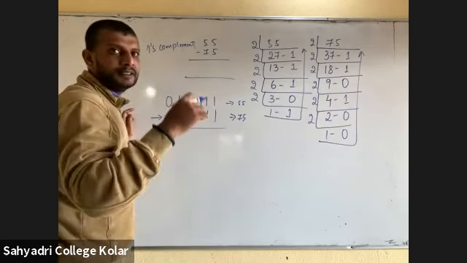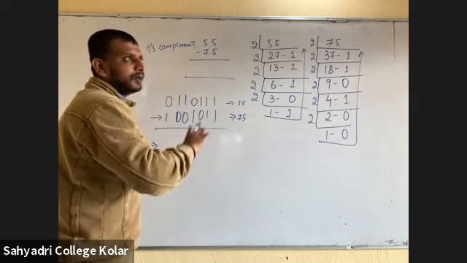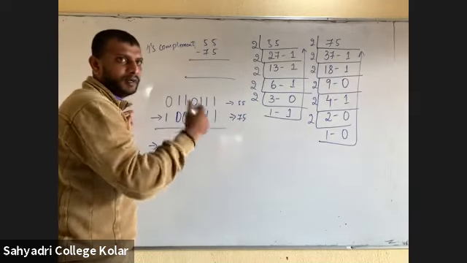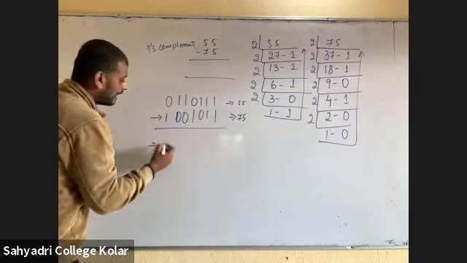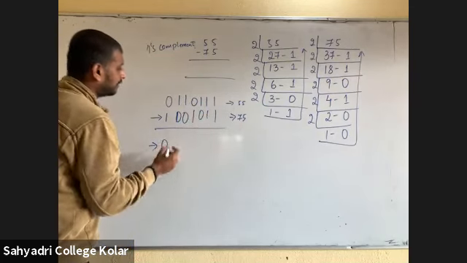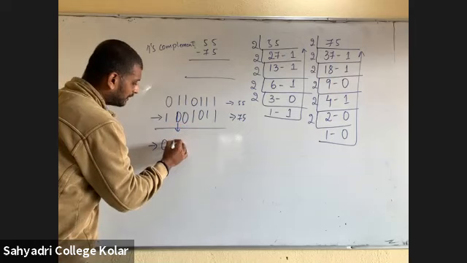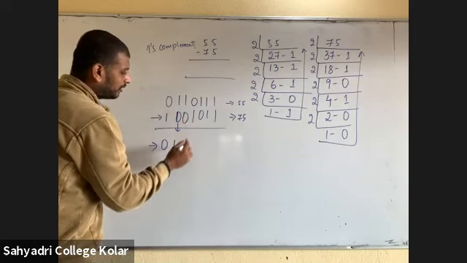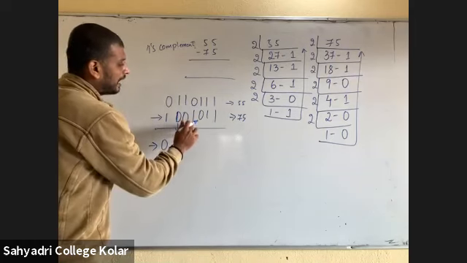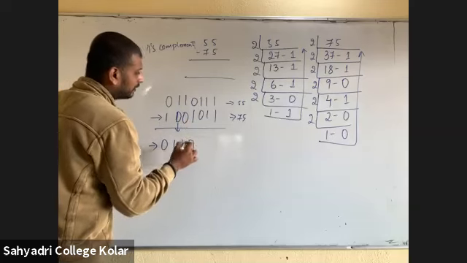Ones complement is nothing but replacing zeros with ones and ones with zeros. I have 1, I will replace it with 0. I have 0, I will replace it with 1. Again, I have 0, I will replace it with 1. I have 1, I will replace it with 0.